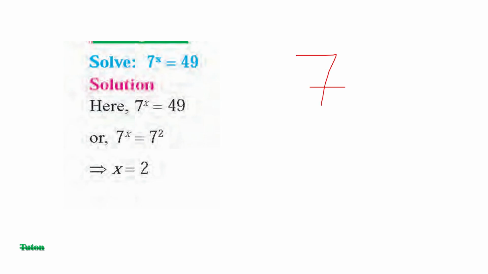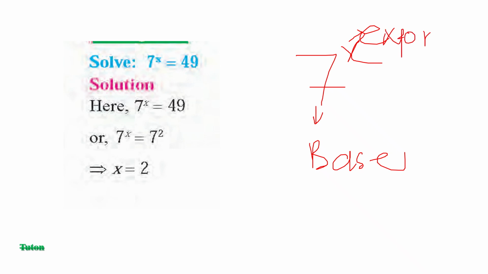Here we have given 7 to the power x. Here 7 is called a base and x is called an exponent. I will be referring to 7 as a base and x as an exponent similarly in the upcoming slides and videos, so that it will be easier for you to understand and for me to make you understand.